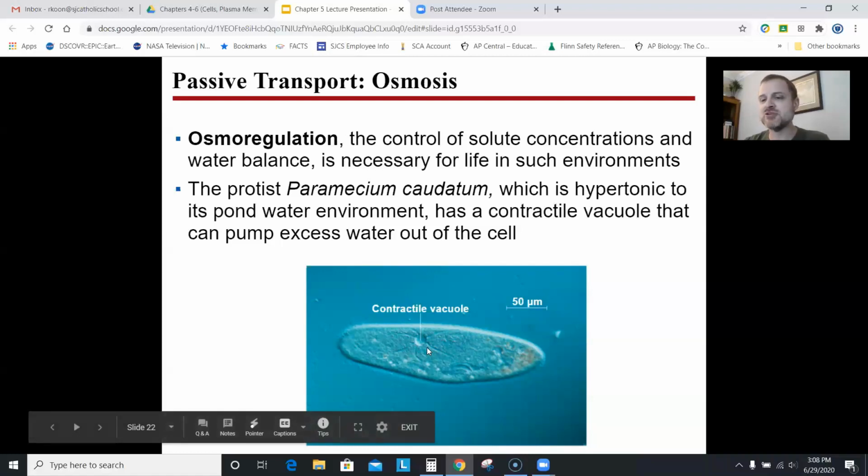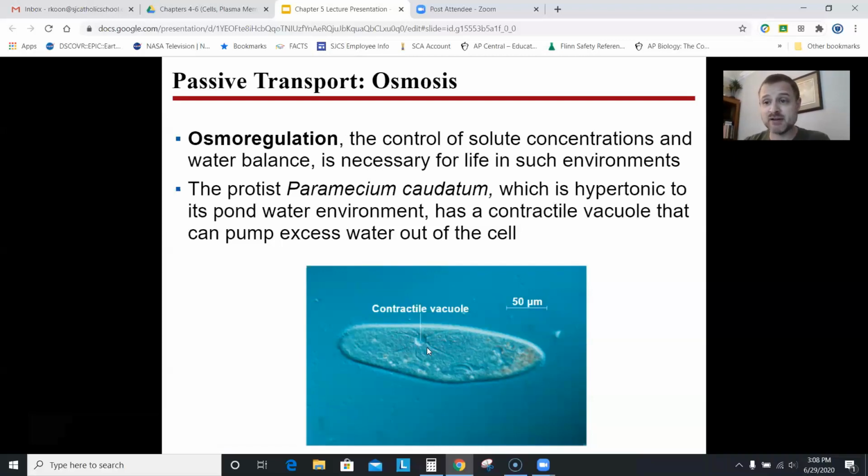If you're some kind of creature living in salt water, your cytoplasm is going to be hypotonic. Say the ocean, for example, will be hypertonic. You're going to tend to lose water. So things that live in salt water lose water. Things that live in fresh water tend to gain water. They have adaptations to help deal with this.